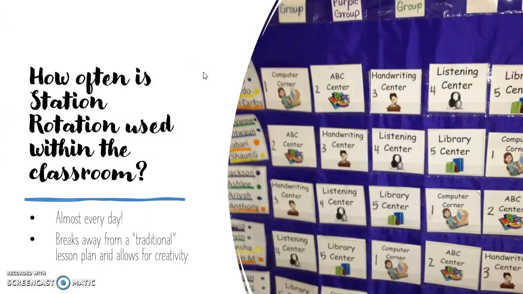How often is station rotation used within the classroom? Pretty much almost every day at this point. I know in the classroom when I'm learning, they teach us that stations are a great way to teach a lesson and that schools honestly almost mandate stations at this point now because it breaks away from the traditional lesson plan. It also allows for creativity.